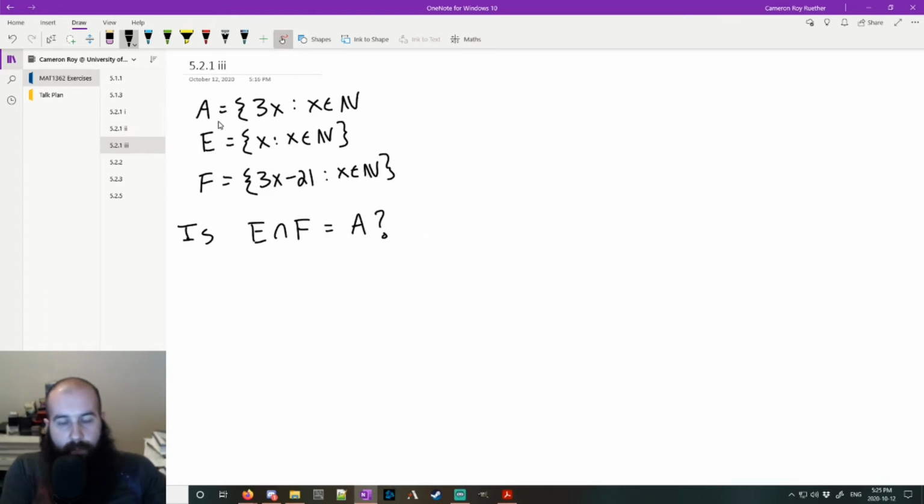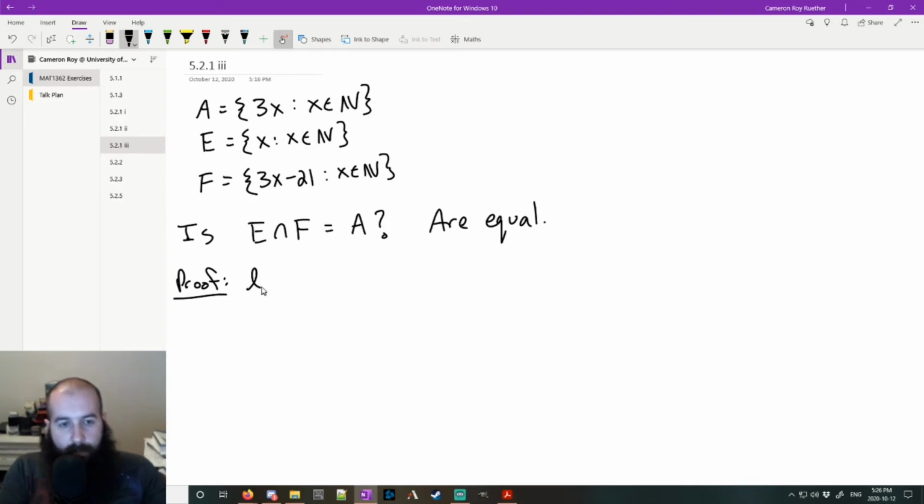Part 3 continues with the set A, brings back the set E, which is the set of all natural numbers, and works with F, which is the set of 3x minus 21, where x is natural. And we're asked if E intersect F is equal to A, and in this case they are equal. So the proof: to show that two sets are equal, we will show that they are contained in one another.